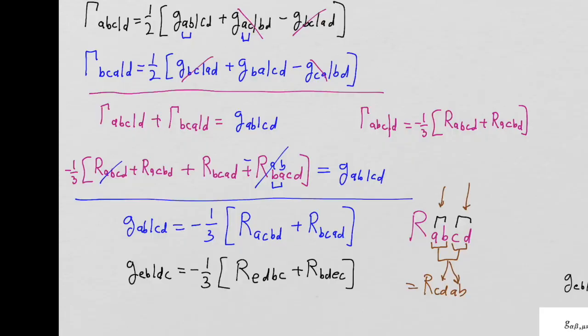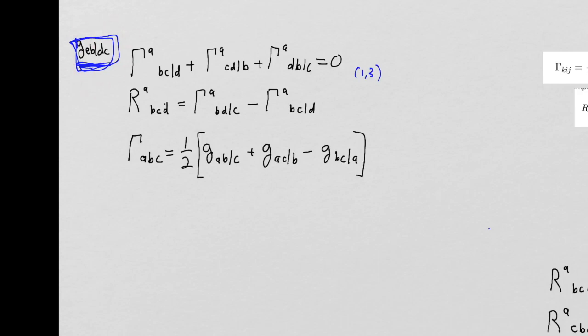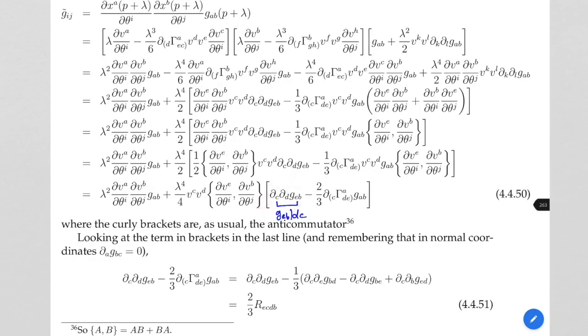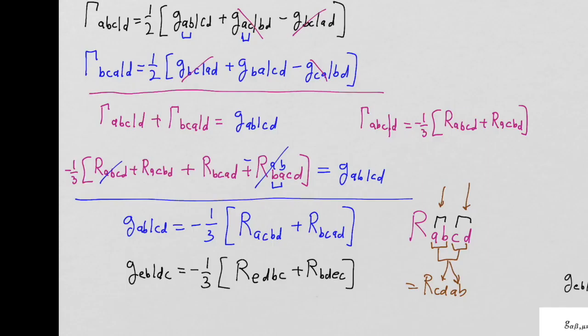Then, remember what we were after? We were after, ultimately, G_EBDC, right? And that came from right here. This is what we want. That's what we're focusing in on. I want to be able to substitute for that. So I just need to take the expression we just derived and put it in the form of the EBDC. I shouldn't say substitute. I just have to write it in that form. So swapping A for E, B for B, B doesn't change evidently, C for D, and D for C, I end up with this expression, right? And that expression is our gold.